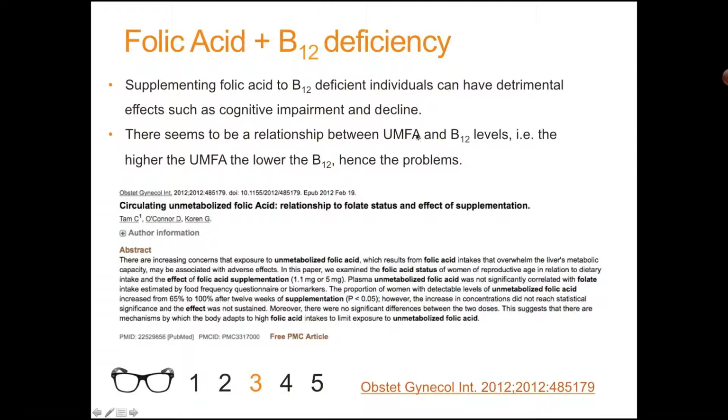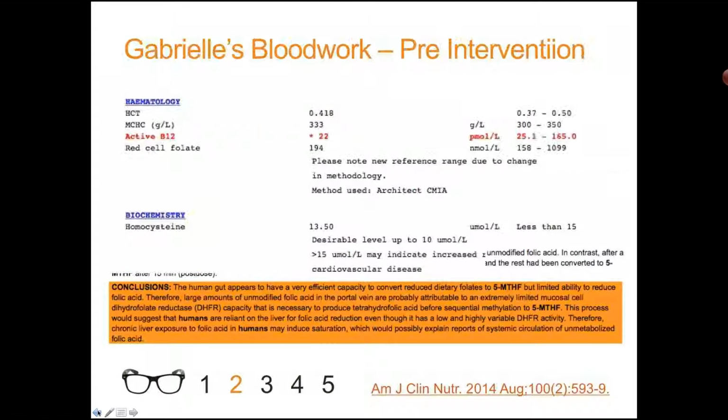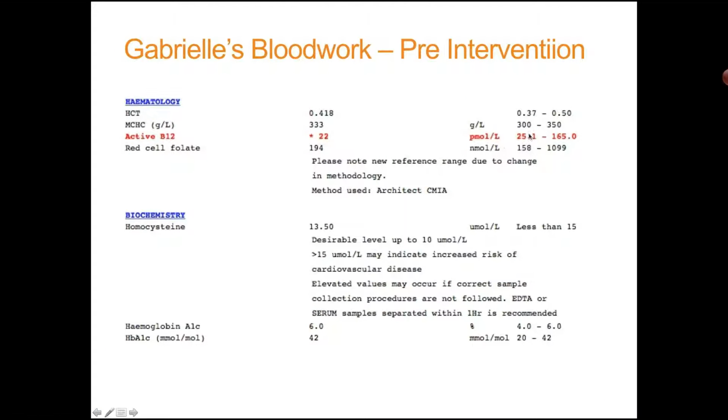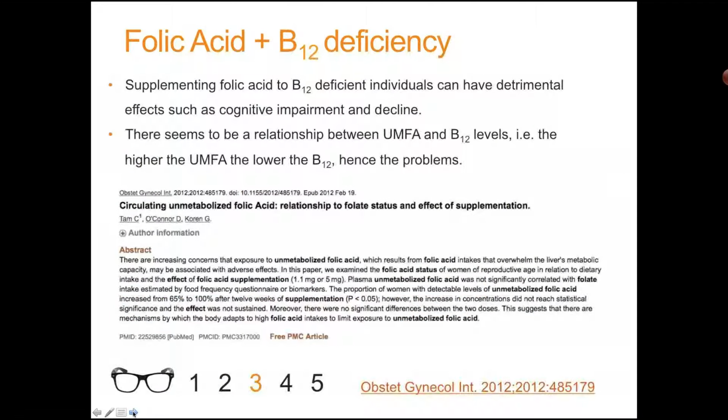Folic acid in cases of B12 deficiency, as we've seen is the case with Gabrielle. She's actually just below the recommended levels of 25.1 picomoles per liter. So in her case, supplementing with folic acid can actually exacerbate B12 deficiency. There seems to be a relationship between unmetabolized folic acid and B12 levels, and the higher the unmetabolized folic acid, the lower the B12.